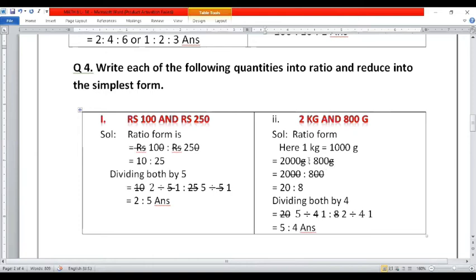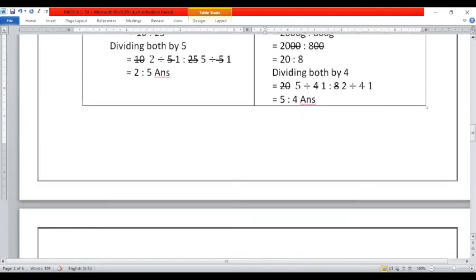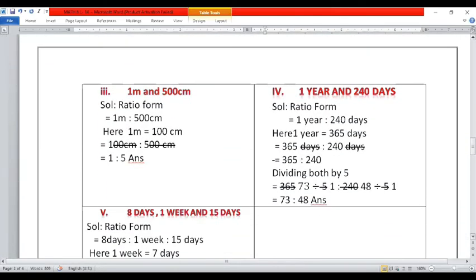Gram cancels gram. In the same way, here 20 cancels, here 20 cancels. We got 20 ratio 8. Again 4 can divide 20 5 times and 4 can divide 8 2 times. So the ratio is 5 ratio 4. It is the simplified ratio, the simplest form.